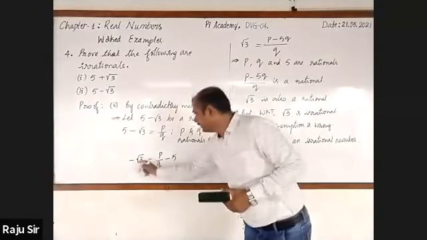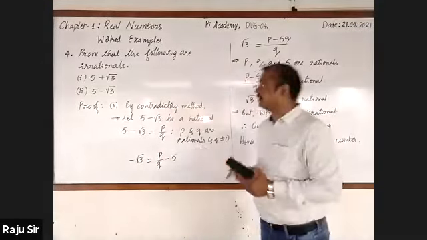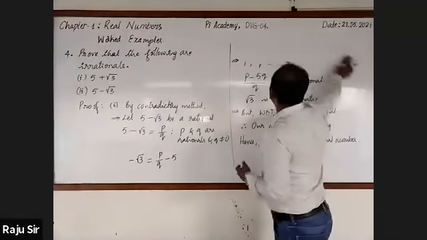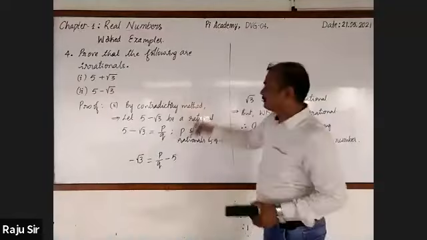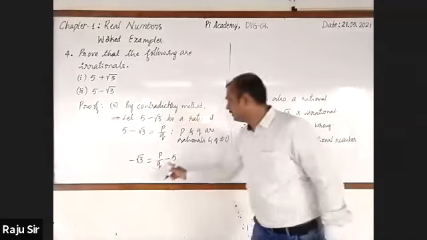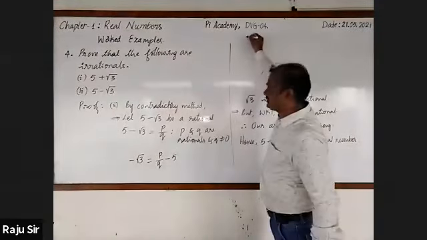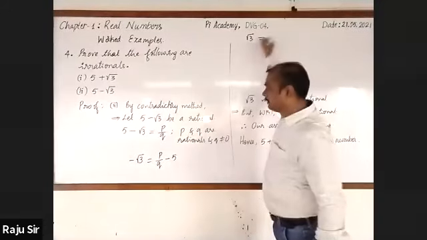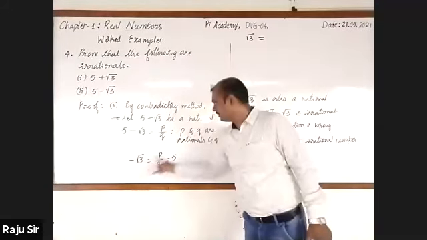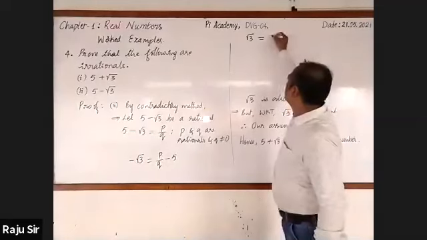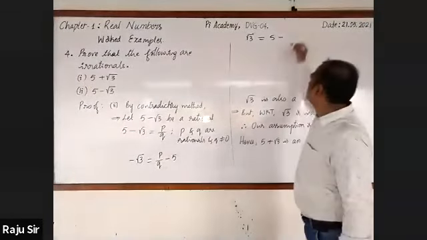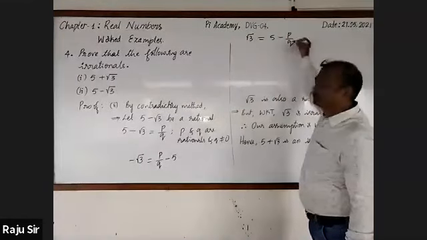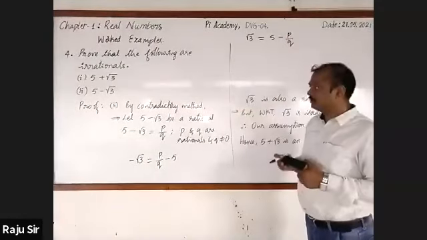Now, you will multiply minus with all the terms. Here I'll write. All right, let's multiply minus with all the terms. Then it can be rewritten as minus root 3 becomes plus root 3, then minus 5 becomes plus 5, plus P by Q becomes minus P by Q. Hope that you have understood.